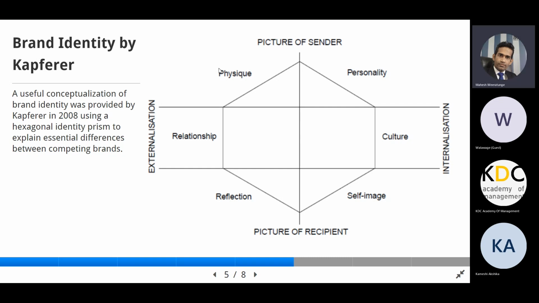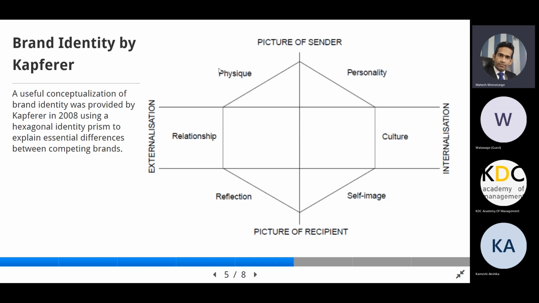creates the brand identity. Sometimes when you see the physique of the bike, you say, right, this is a Harley bike. Sometimes when a vehicle comes from far away, from the front side or whatever side you look at, you say it's a Hummer vehicle. So you call it in that way. So physical dimension is used as an identity tool in certain products.